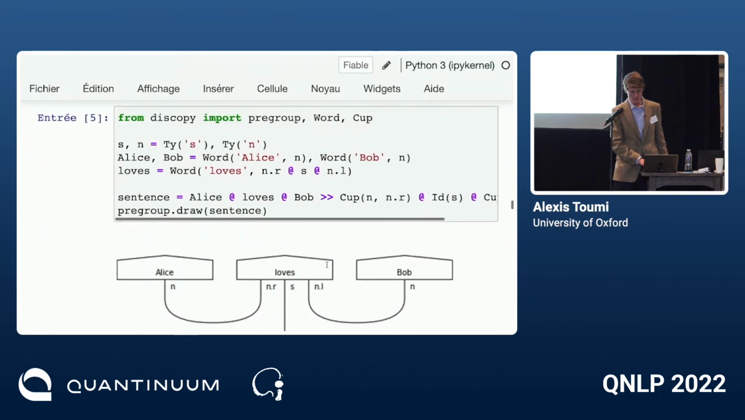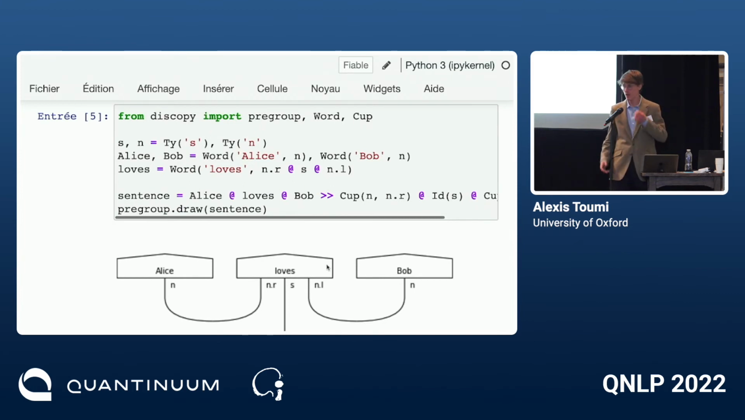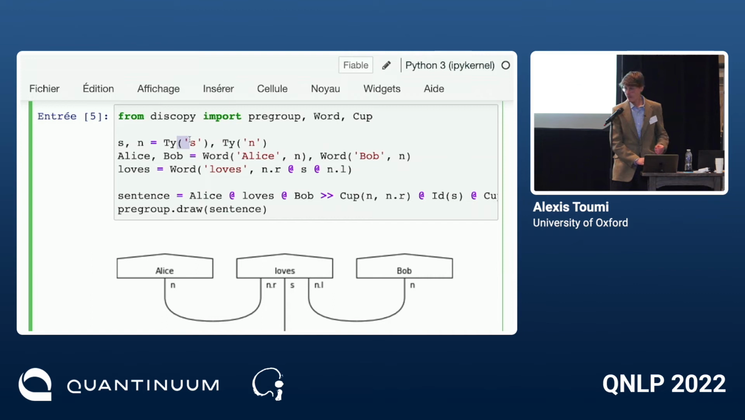We can play the same game with pregroup grammars, which are the ones that Bob has been using a lot. So I guess that was the minimum we wanted to do with DisCoPy, was to draw these pregroup diagrams. And here's what it looks like. You have a sentence type and a noun type. Now you have some nouns, Alice and Bob, a verb, loves, that has this complex type like the right adjoint of N on the left, the left adjoint of N on the right, and the sentence in the middle.